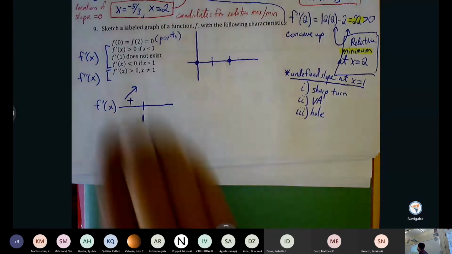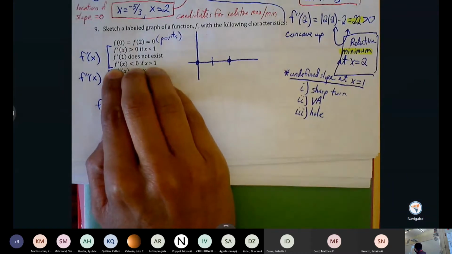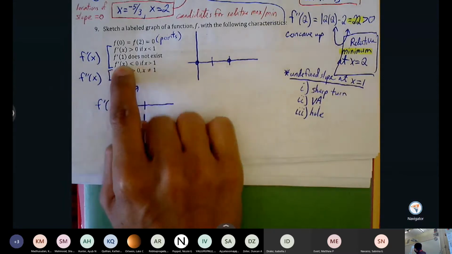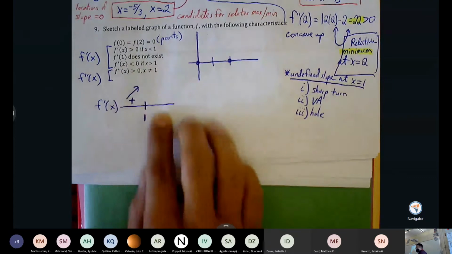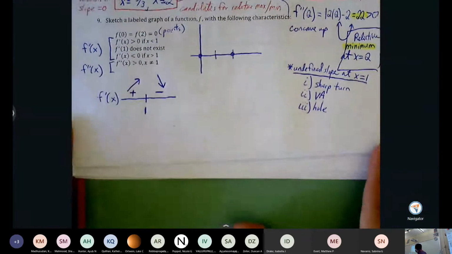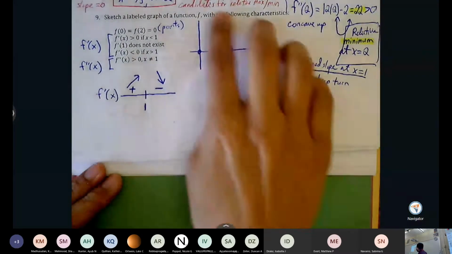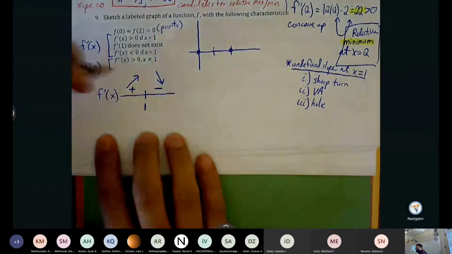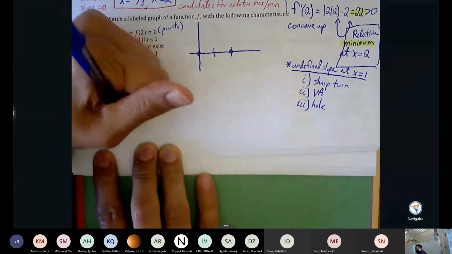Let's go to the next statement. F prime of x is less than 0 if x is greater than 1. Can you rephrase that? Negative slope after 1. Negative slope to the right of 1. Okay. The picture is becoming clearer. Having these arrows is going to be helpful when we sketch our graph, right? Okay, we have one more statement, which is going to give us information about curvature.